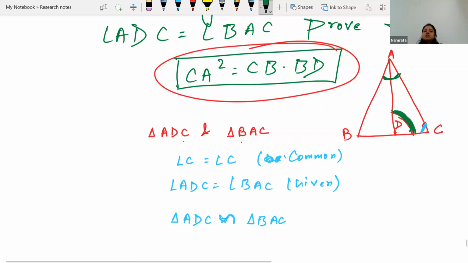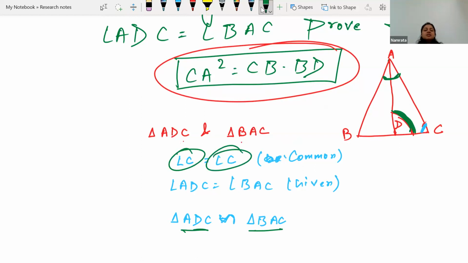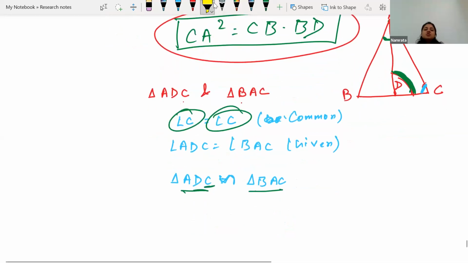I have always said to you that please write the names properly, then only you will be able to write the proportions properly. So how will you write the name properly? C and C are the same, so C must be sitting at the same place. Both the C I have written at the edge. Here D and A are the same, so both D and A I have written in the middle. This is how we will maintain the sequence, and then you will get the name of the triangle properly. Once you get the name of the triangle properly, it will be very easy for you to identify how to write the sides which are in proportion with each other. So now let's write the sides which are in proportion with each other.